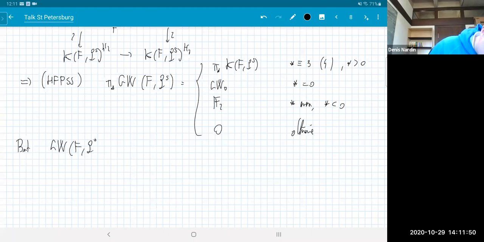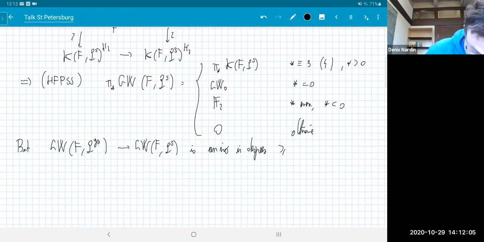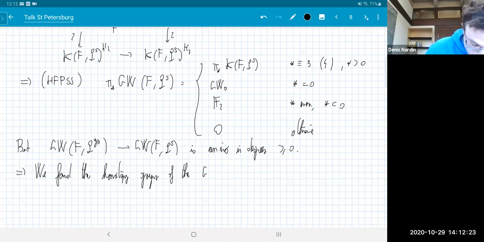But GW of F, genuine symmetric, is connective, and the map is an iso in degrees greater or equal than zero by the statement on L theory groups. So we found the homotopy groups of the GW space of F.